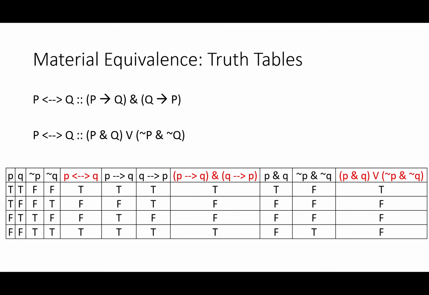The truth table may be kind of terrifying to look at, but it's pretty informative. The biconditional is only true when P and Q have the same truth value. That's also true of if P then Q and if Q then P. And it's also true in the last column of P and Q or not P and not Q, with the first half of the disjunct true in the first line and the second half of the disjunct true in the fourth line.